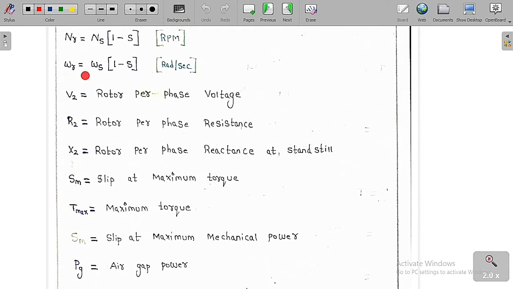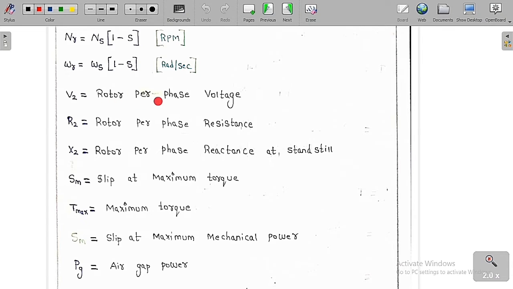So you can write in the same format. Just multiply by 2 pi by 60 on both sides. We are going to get omega R is equal to omega S into 1 minus S. This is in terms of radians per second.